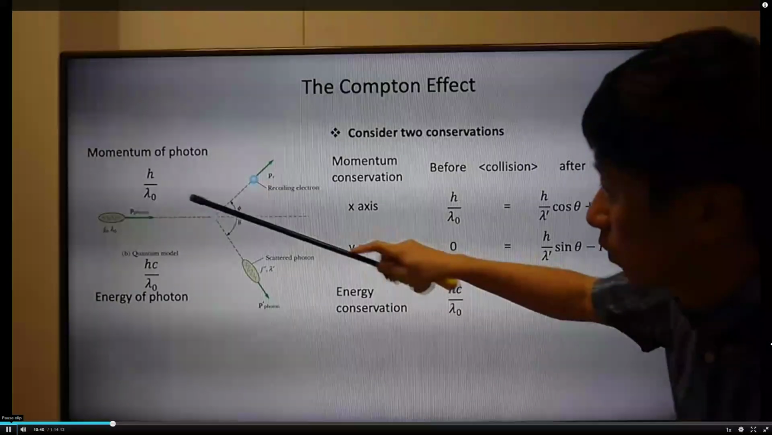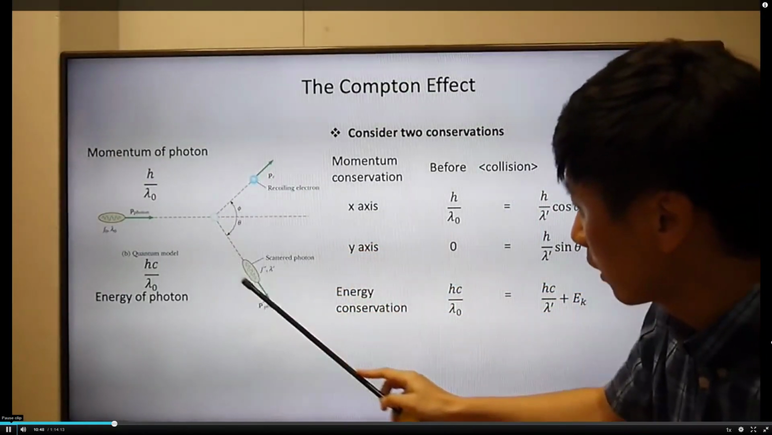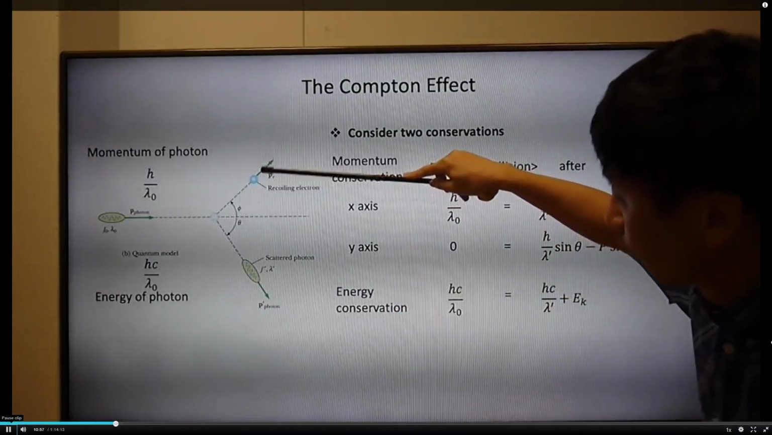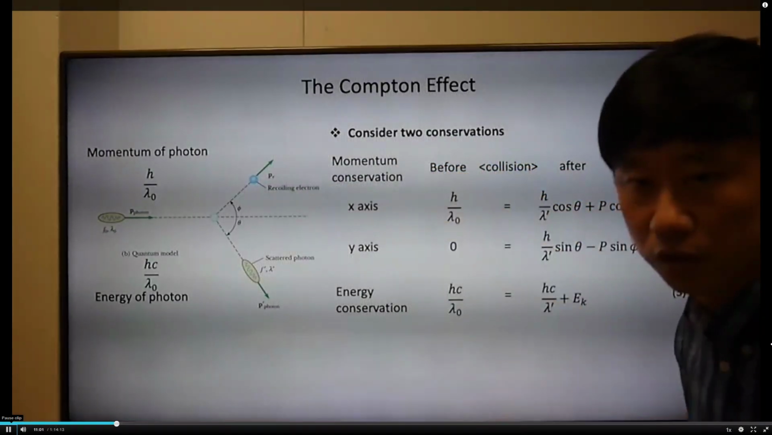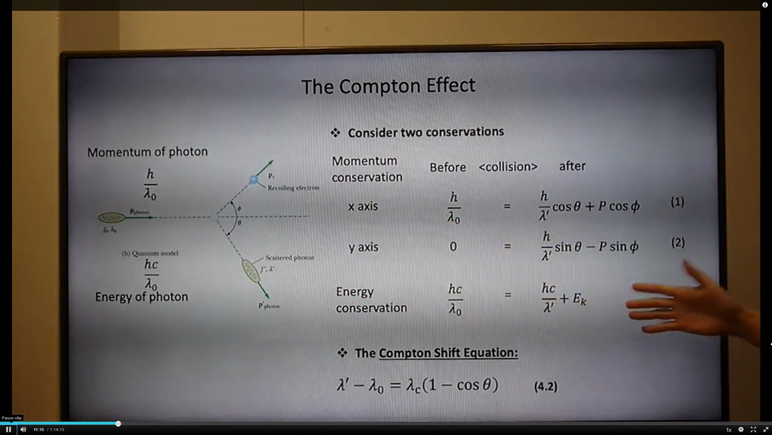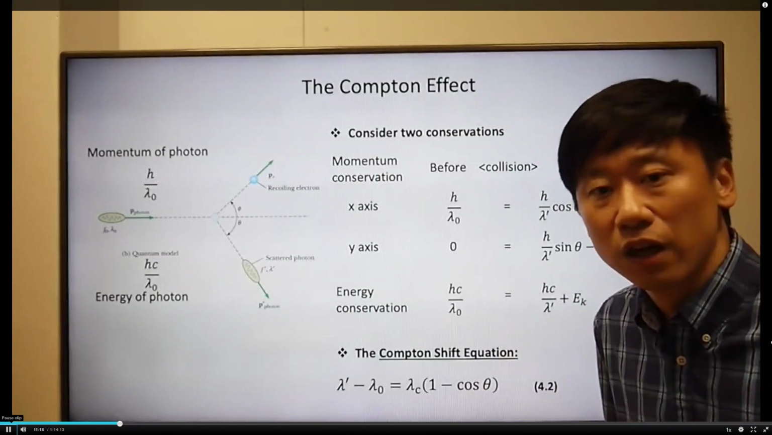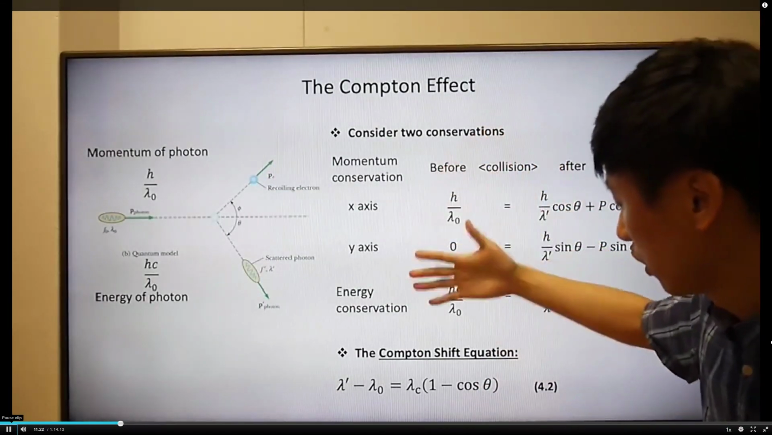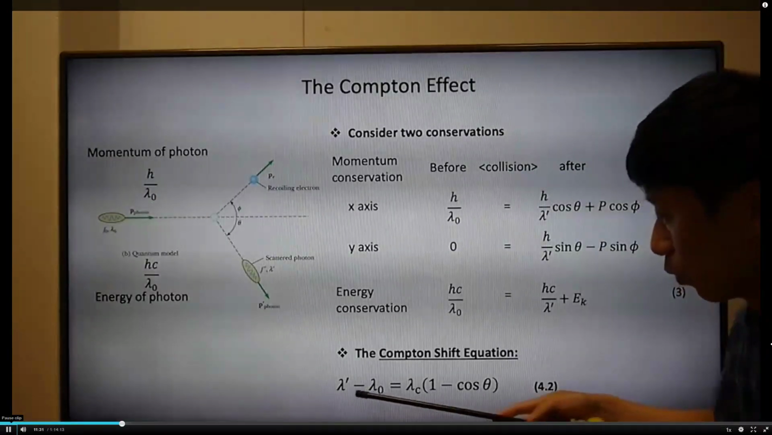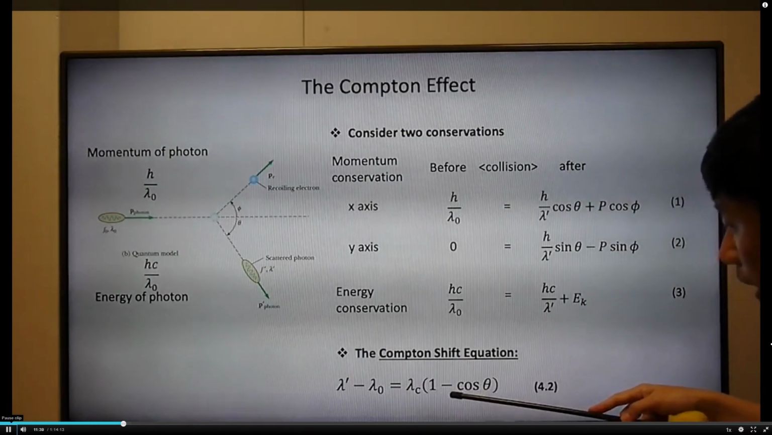Along the y-axis, the incident photon doesn't have a y-axis component of the momentum. So the y-axis component of the momentum of the scattered photon is equal to the y component of the momentum of this electron. So you can have this equation. Considering these three equations, and also, actually this is not the coverage of this course, but if you consider the theory of relativity, then eventually you can derive this Compton shift equation: lambda prime minus lambda 0, which is delta lambda, the shift of the wavelength, equals a constant times 1 minus cosine theta.